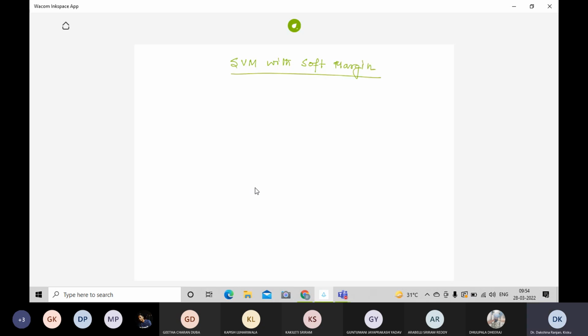So now we are considering SVM with soft margin. Let me draw this graphical representation. Then we will help you understand how we can obtain the support vector machine classifier with soft margin.